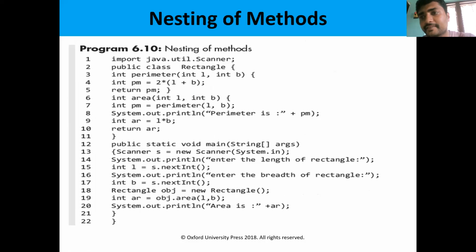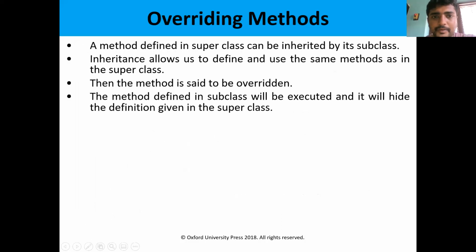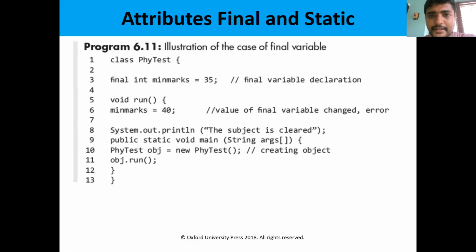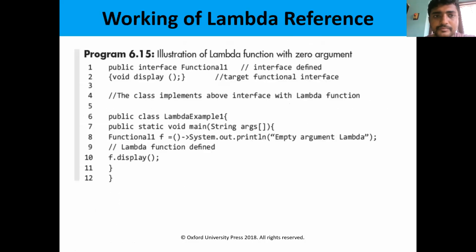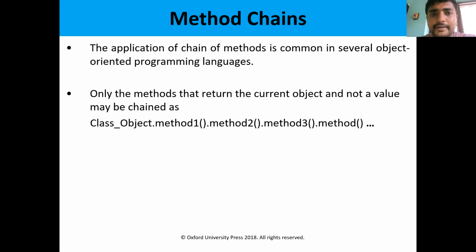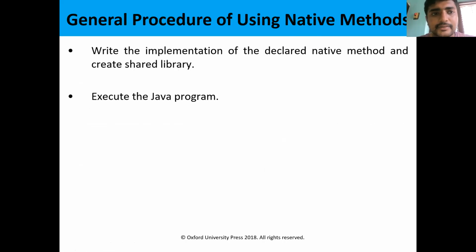Nesting of methods, nested methods, means a method consists of another method. Overriding methods I have already explained. Then the attributes final and static. You know the difference between the two keywords. This is not in the syllabus up to the keywords final and static. So this is all about methods.